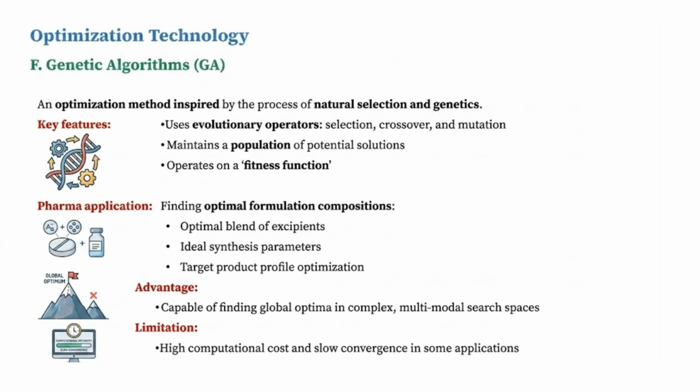Genetic algorithms are inspired by natural selection, using evolutionary operators to maintain a population of potential solutions based on a fitness function. In pharma, they find optimal formulation compositions, excipient blends, and synthesis parameters. They can find global optima in complex spaces, but have a high computational cost.